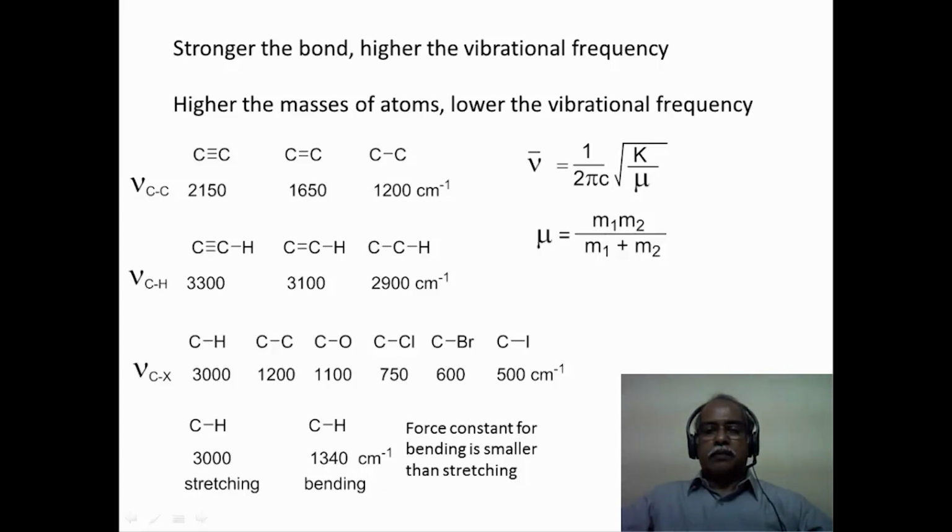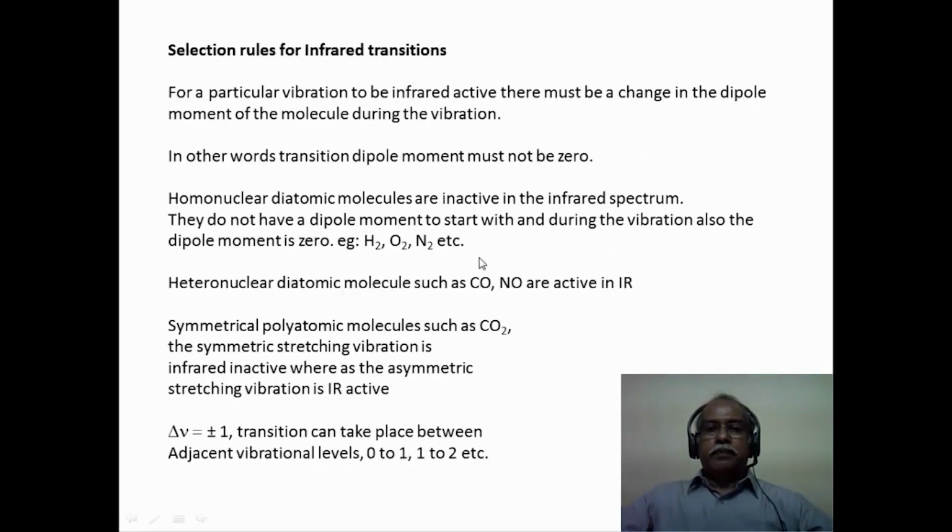So, these two parameters, namely the force constant and the reduced mass, can be effectively used to predict the order of frequency changes in a given series of comparable systems like what is illustrated in this particular slide. Now, let us look at the selection rules for the infrared transition. For a particular vibration to be infrared active, there must be a change in the dipole moment of the molecule during the course of the vibration.